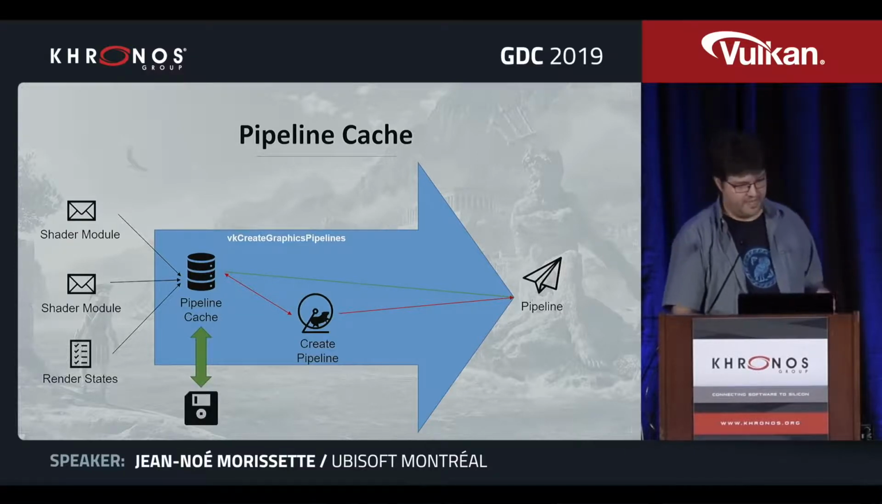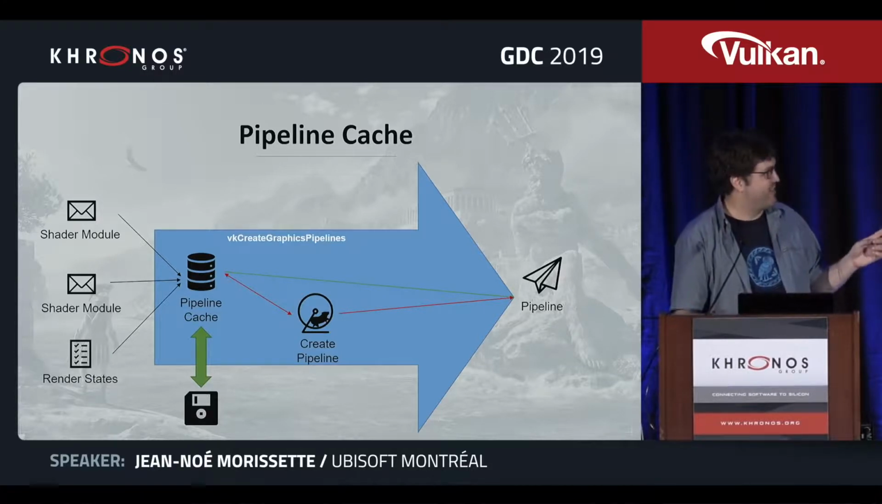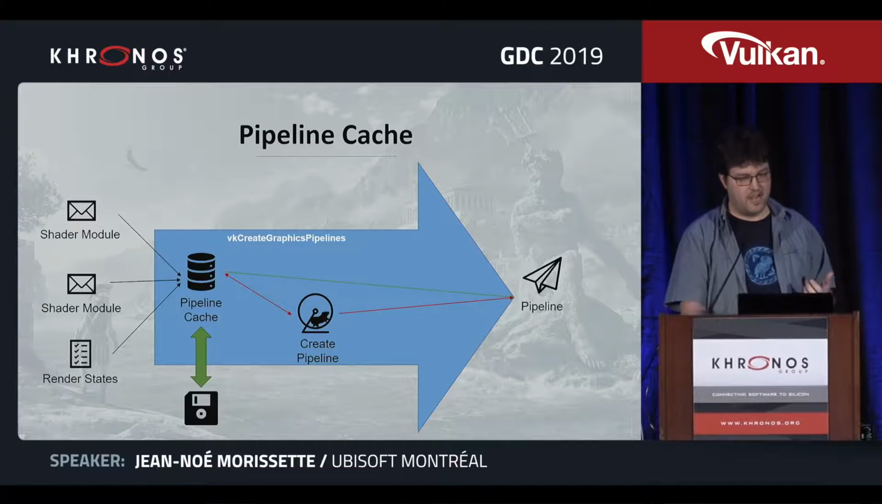It's like, for those of you who have never seen that, it's an SSD or something like that. Once you have the cache there, the next time you're running, you can just load it up again, and all those pipelines are going to be ready, so all your pipeline calls are going to go super fast.